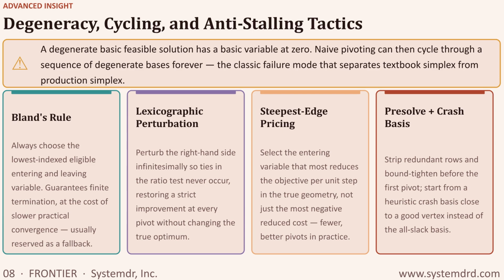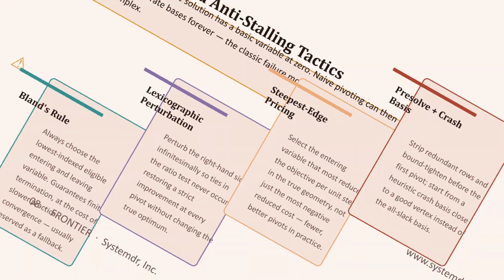And pre-solve plus a crash basis strip out redundant rows and start much closer to a good vertex before the first real pivot even happens. Commercial solvers layer several of these together and switch between them adaptively. There's no single best rule across every problem structure, which is exactly why benchmarking against your own problem class matters.